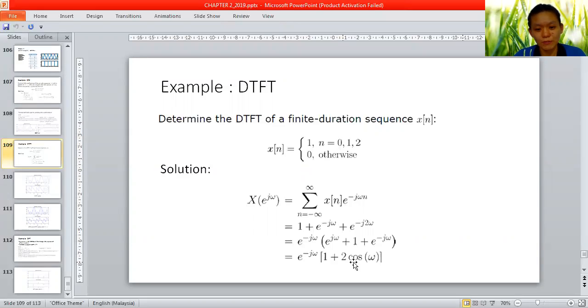So normally we will do the solution by applying the DTFT formula. X(e^jω) equals the summation from n equals negative infinity to infinity, and we substitute our x[n] into the equation with e^(-jωn), and we will get this answer. The answer is e^(-jω) times (1 + 2 cos ω). But in Matlab, how do we do it?